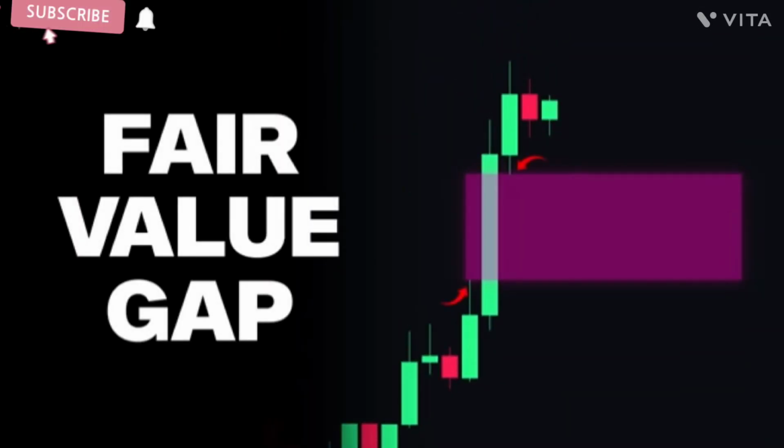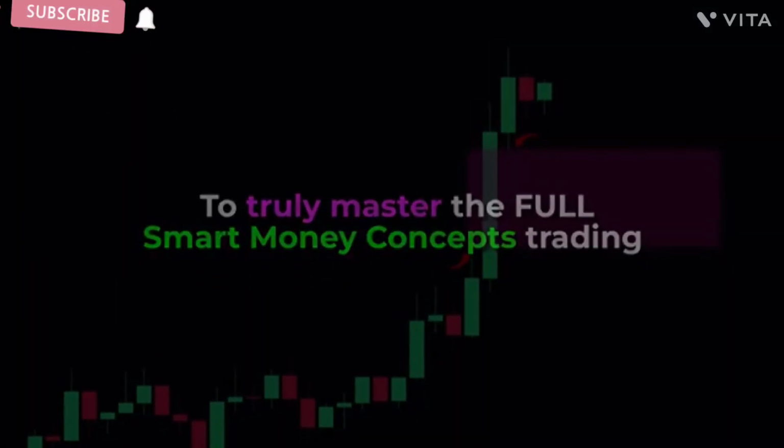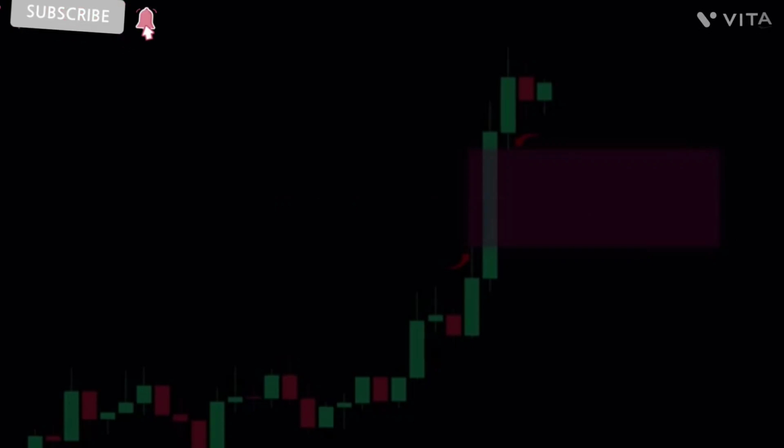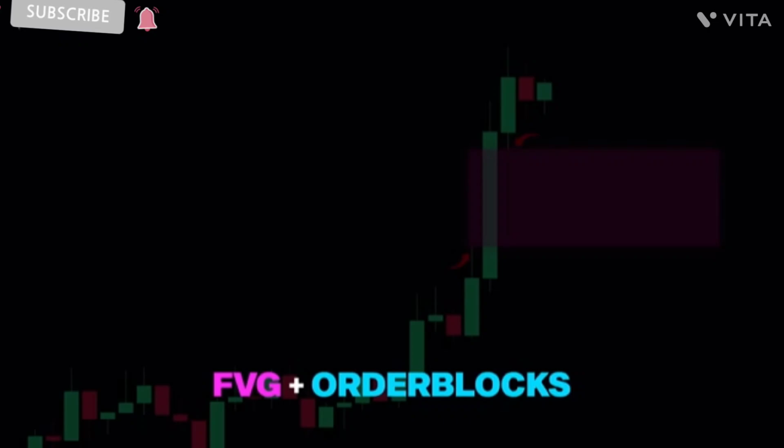However, understanding the fair value gap is just one piece of the puzzle. To truly master full smart money concepts trading, you also need to understand order blocks. That's why you should check out this video, where I explain in detail how to combine fair value gaps with order blocks to find high profit trade entries.